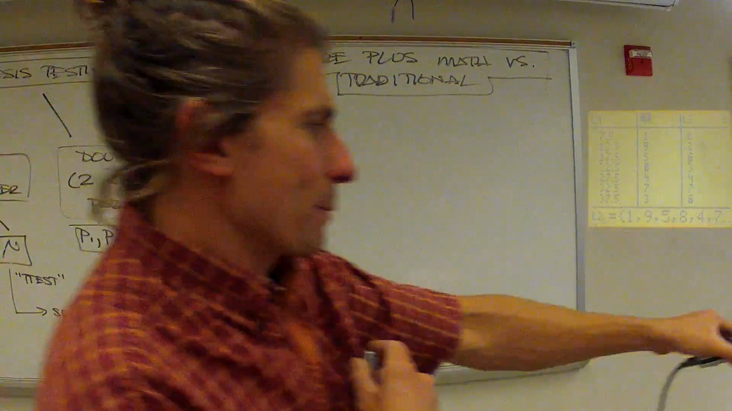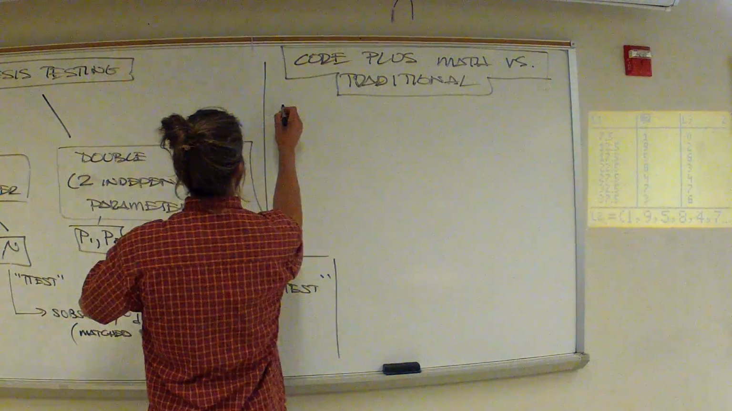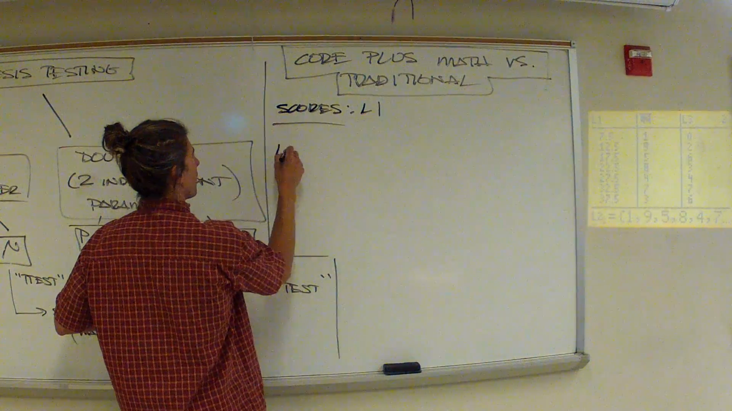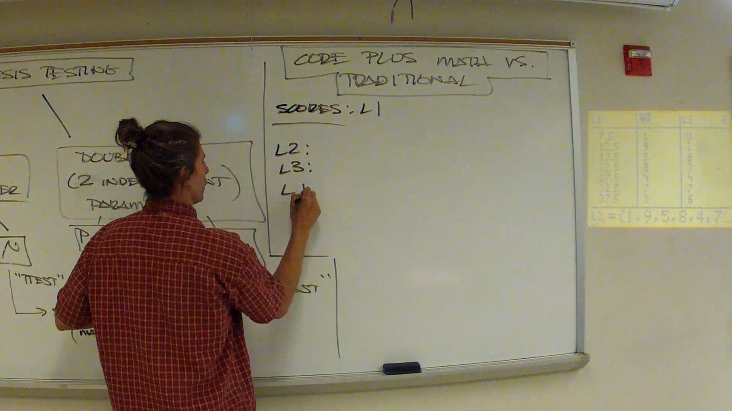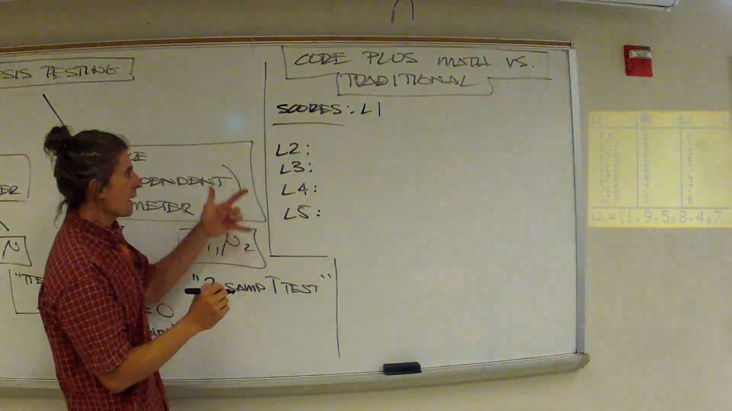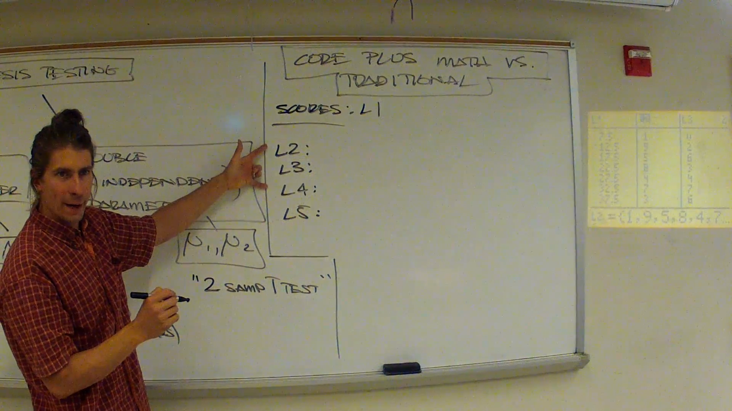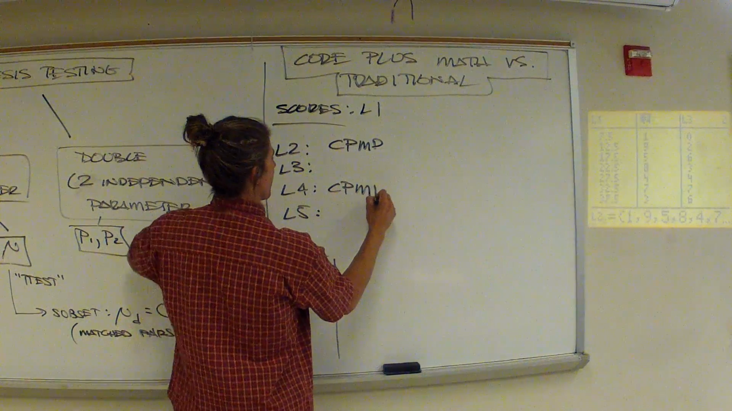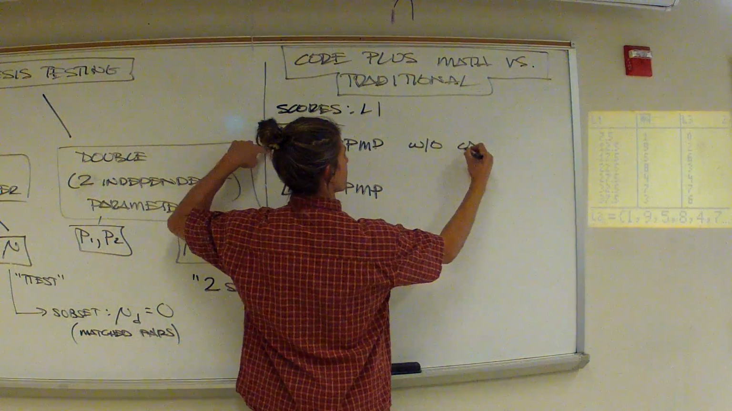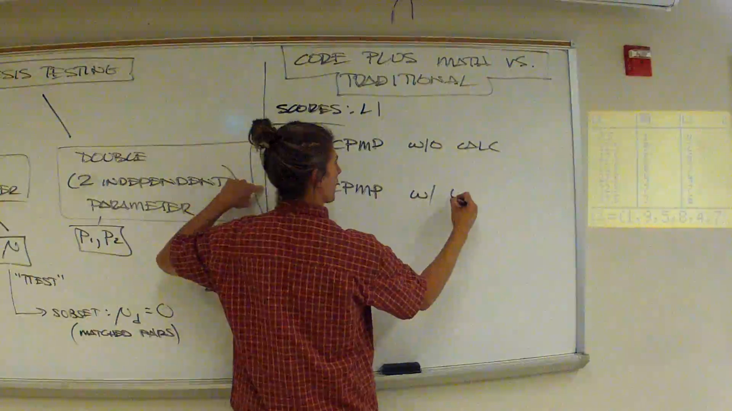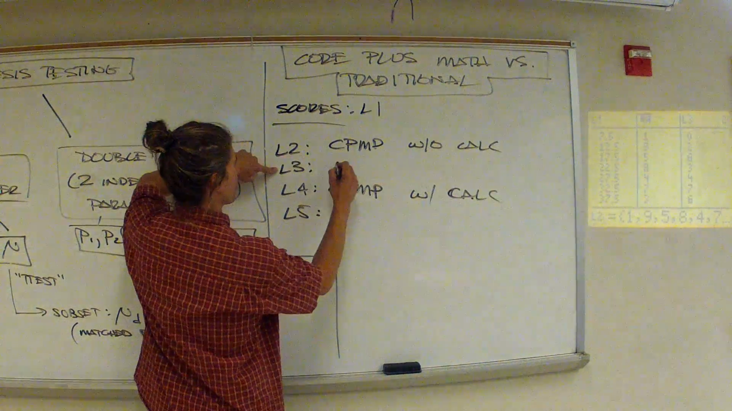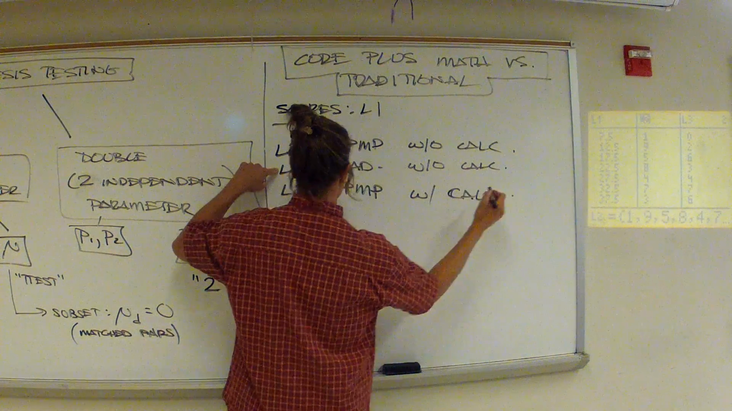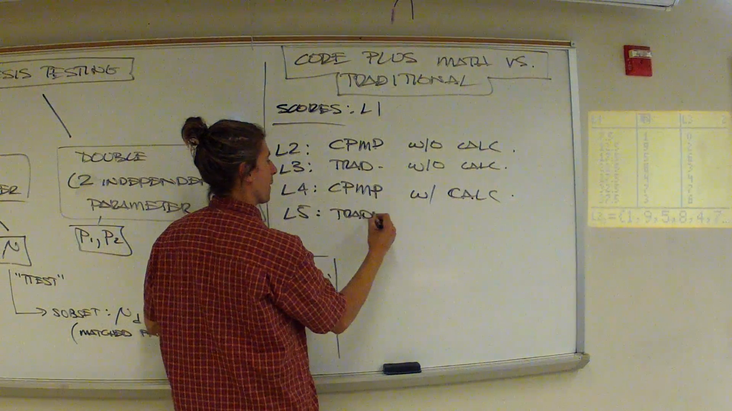I'm going to write this on the board to keep track of this. So the scores are in L1. Okay. L2, L3, L4, L5. Core Plus are L2 and L4, right? Okay. L2 is without calculators. Yep. L4 is with. Yep. Okay. L3, therefore, is traditional without calculators. And L5 is traditional with.